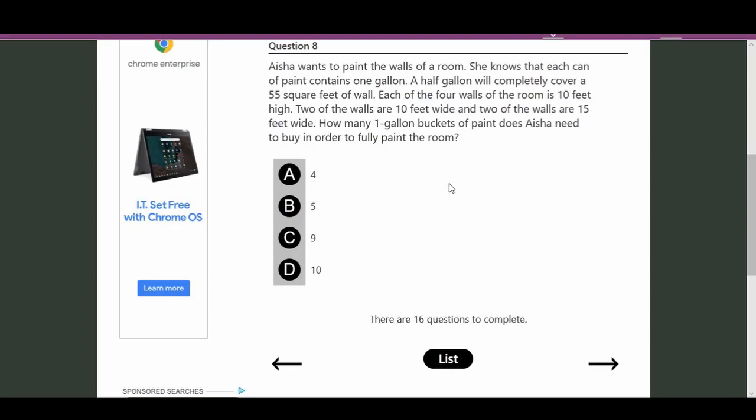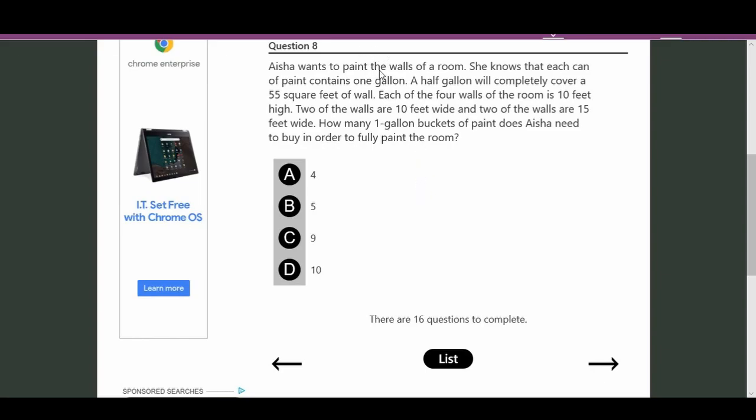So question 8 says, Aisha wants to paint the walls of a room. She knows that each can of paint contains 1 gallon. Half a gallon will completely cover 55 square feet of wall. Each of the 4 walls of the room is 10 feet high. 2 of the walls are 10 feet wide, and 2 of the walls are 15 feet wide. How many 1-gallon buckets of paint does Aisha need to buy to fully paint the room?